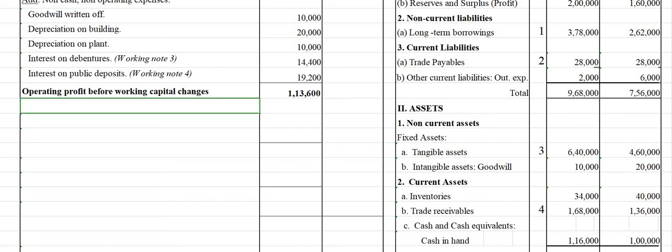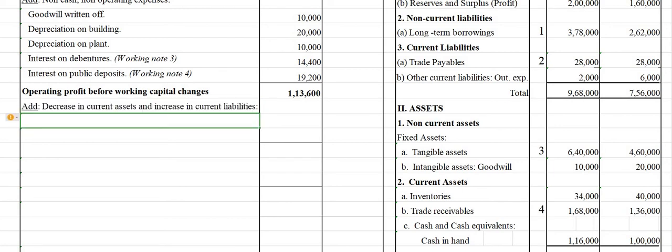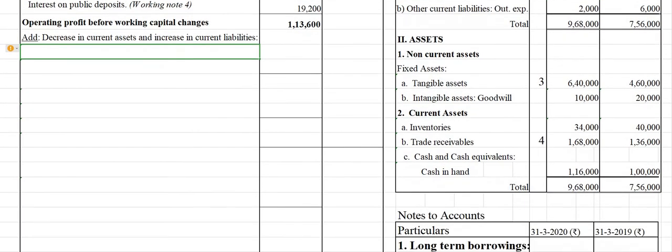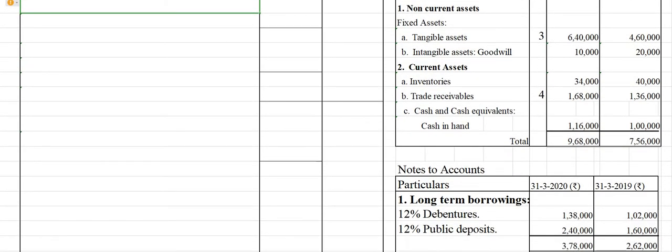Okay, then next, working capital changes. We have to mention the working capital changes. First we will add all decrease in current assets and increase in current liabilities. So decrease in current assets and increase in current liabilities we can mention. So in order to see the decrease and increase in current assets, we have to see the notes to the balance sheet. We can see first.